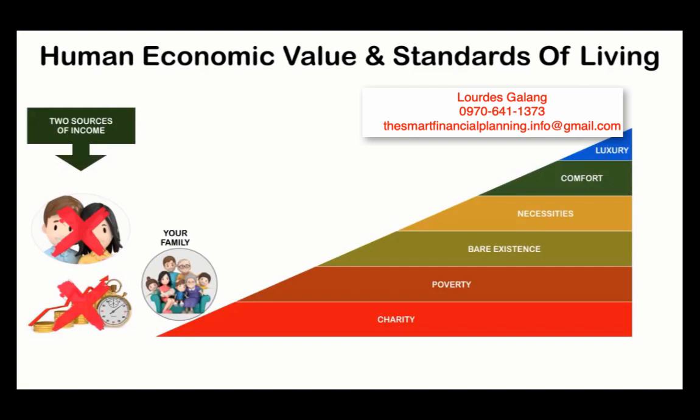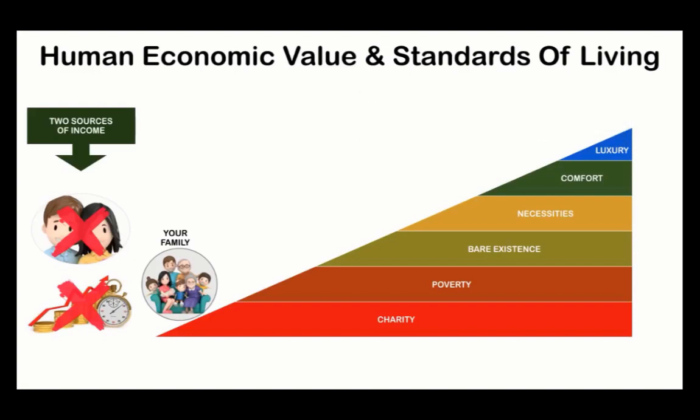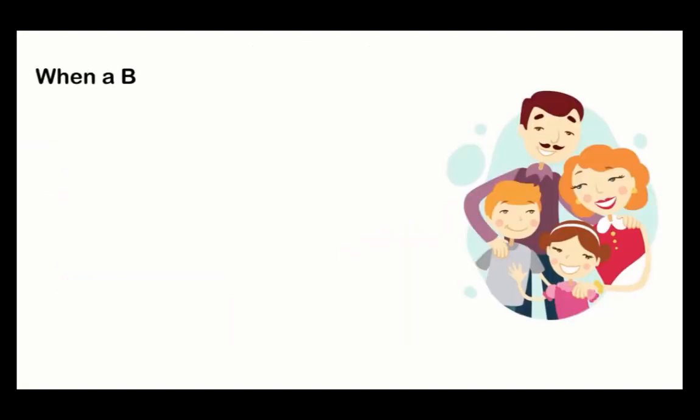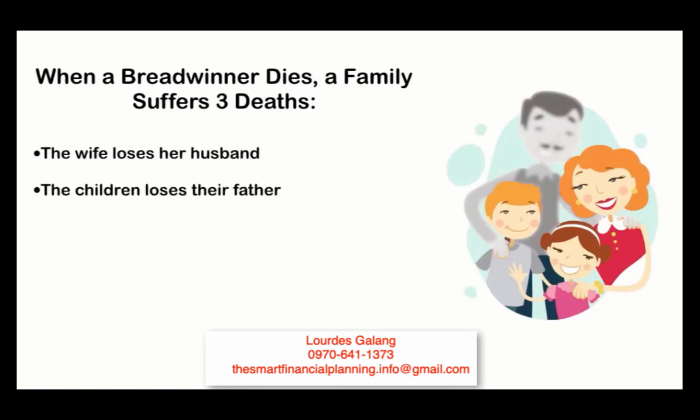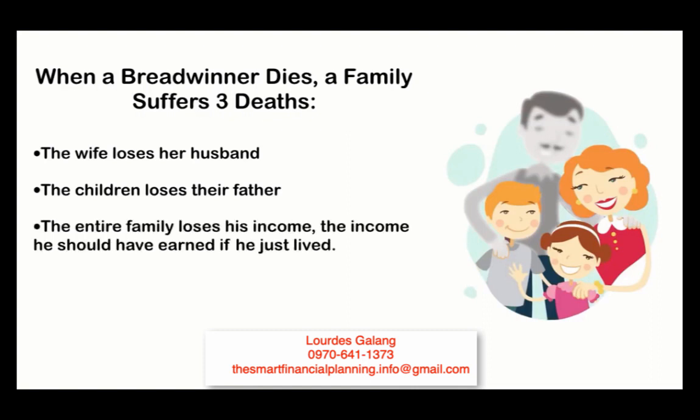So this is what could happen to your family if there are no savings, no investments, or no life insurance that could support them if something happens to you. So just remember that when a breadwinner dies, a family suffers 3 deaths. So the wife loses her husband, the children loses their father, and at the same time, the entire family loses your income, the income that you should have earned if you just lived.